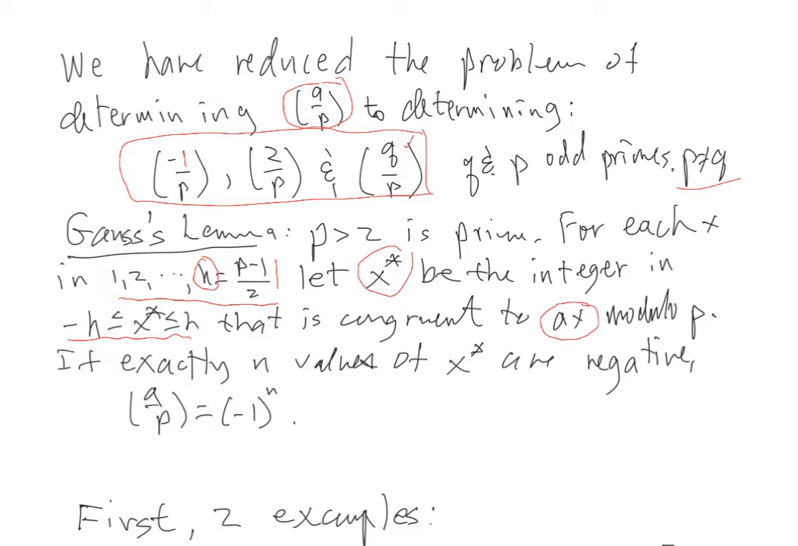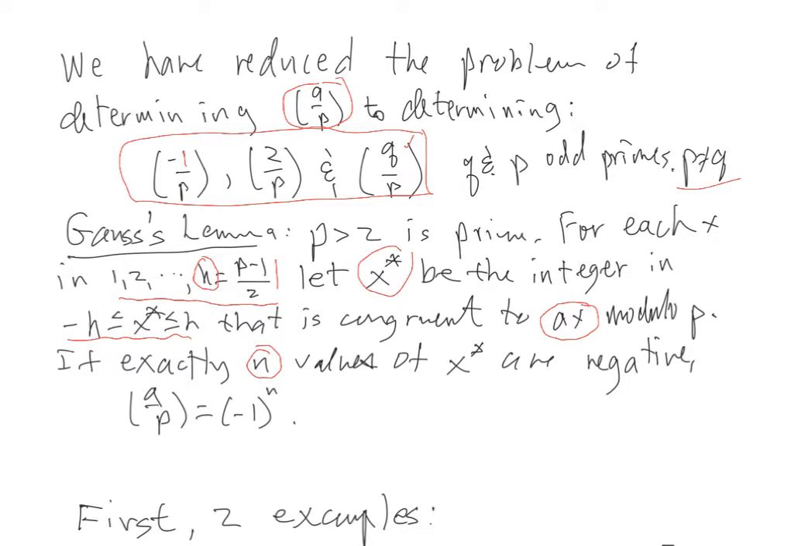Okay, because of our condition, x is between 1 and p minus 1, p is prime, then there is an x star. That congruence is solvable. Now we're going to get values between negative h and h. Now it says if exactly n of those values are negative, then a over p is equal to -1 to the n, which means that a is a quadratic residue mod p if n is even, and not if n is odd. Okay, that's what the theorem says.